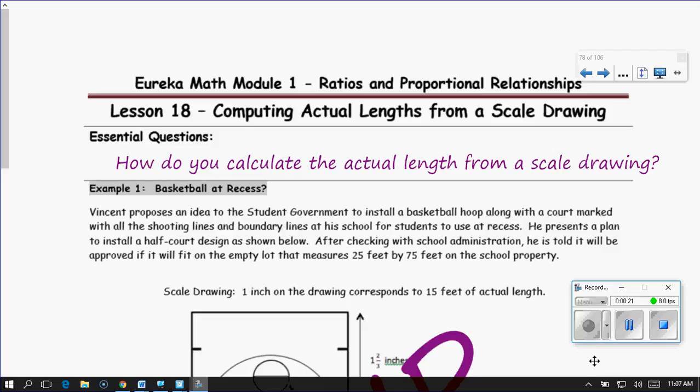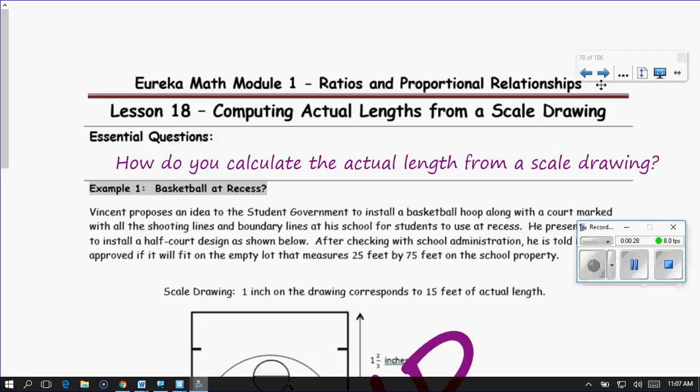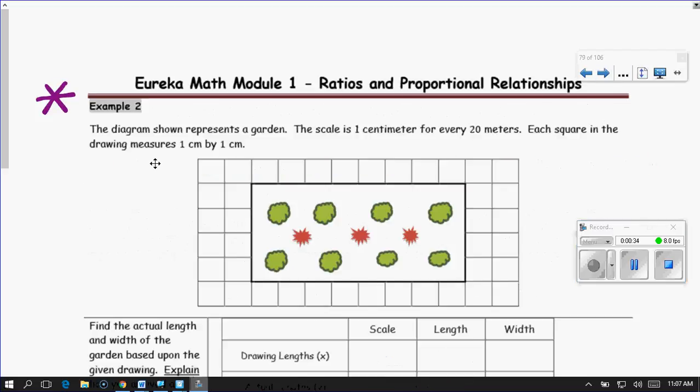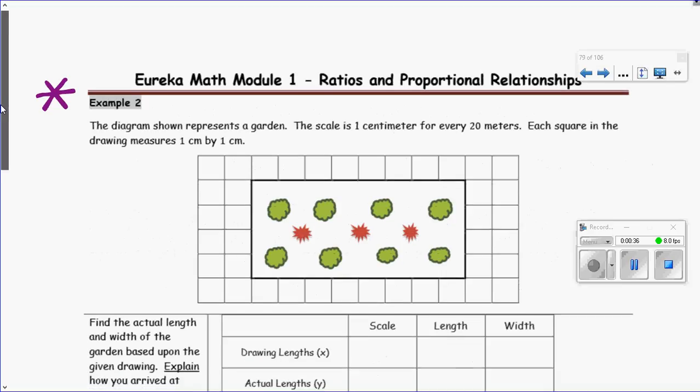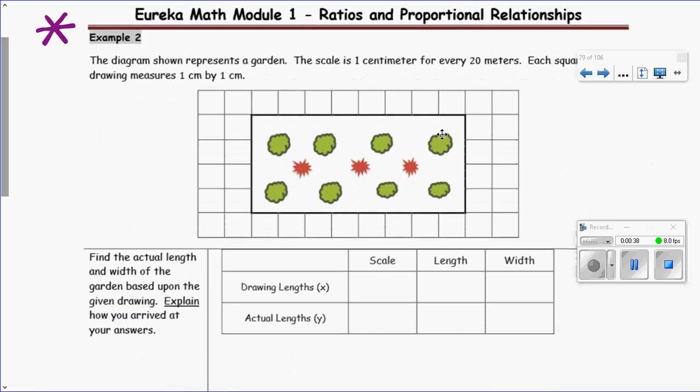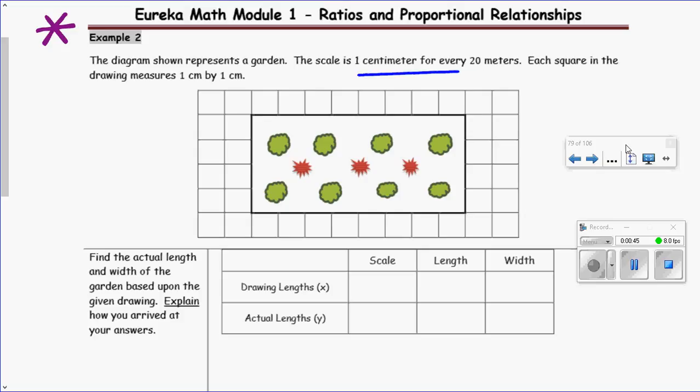So for lesson 18, we just want to know, how do you calculate actual length from a scale drawing? So pause it, write it down if you need to. And once you're done, you're just going to look over on the next page, page 79. Okay, this diagram represents a garden. The scale is 1 centimeter for every 20 meters. You've heard the phrase marking the text, so you're marking the text right there because that's obviously going to be very important. Each square is 1 centimeter by 1 centimeter.